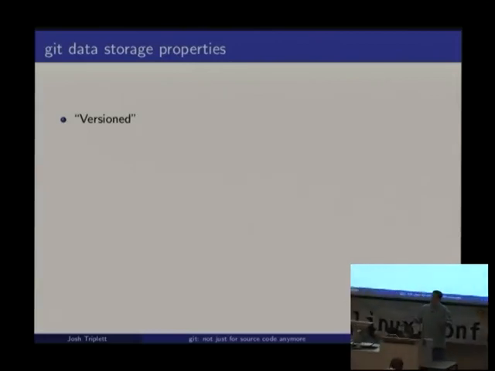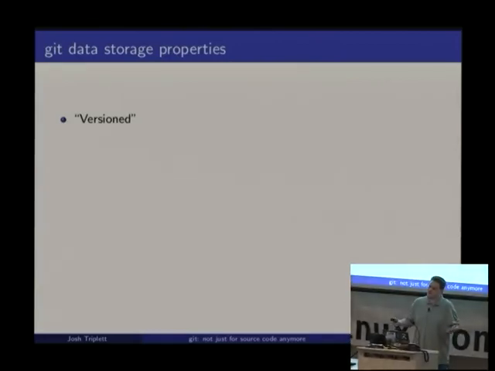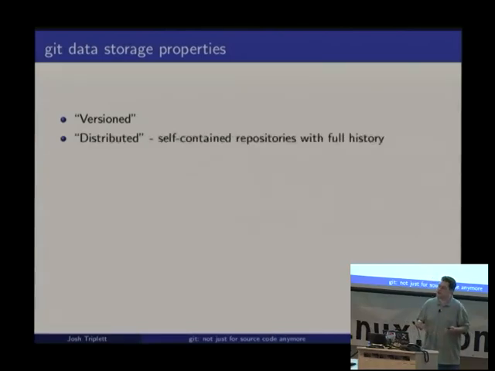So Git has, as a data store, various nice properties, the most obvious of which is it's versioned. It stores multiple versions of objects. Okay, it's a version control system. That one was a gimme. It's distributed, which in practice, the important detail is that every repository is self-contained and has full history. You don't need a server, you don't need a local daemon, you just have a pile of files on your disk, so it's useful as a data store.